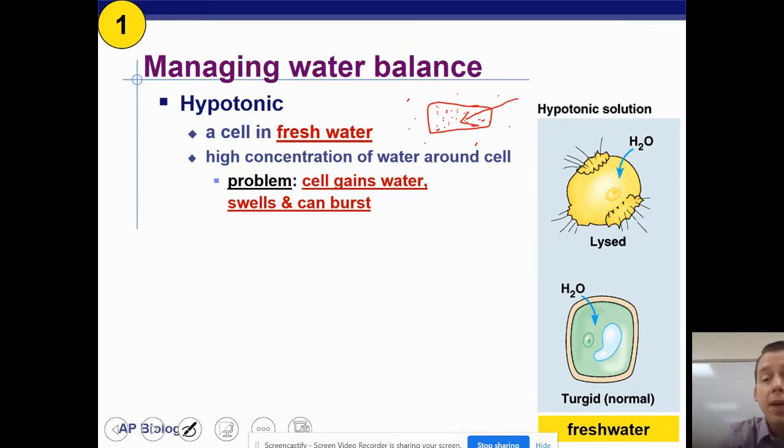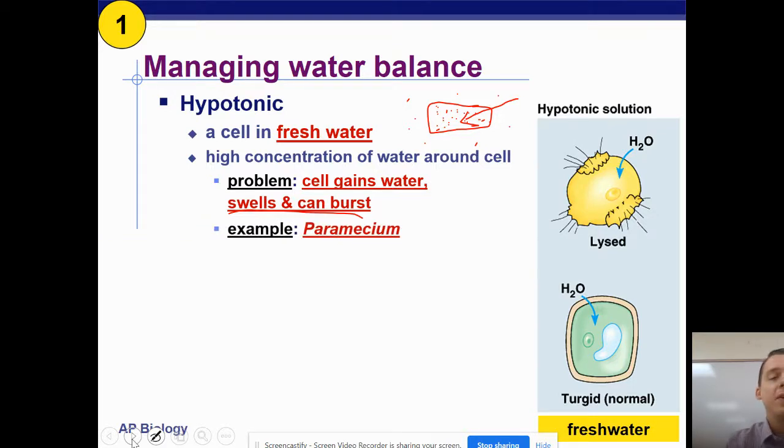A good shortcut for thinking about this is that the water is going to go to the area with a higher solute concentration. So water goes from high to low, and that means it goes into the cell. This cell in fresh water has very little solute dissolved in it, so water is going to go in. Now, think about what happens when water goes into a cell like a water balloon. It's going to swell up and get bigger, and a big problem is the cell can swell and burst. So we don't want animal cells in hypotonic solutions.